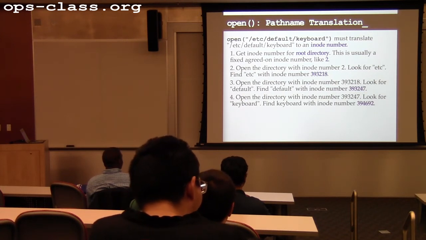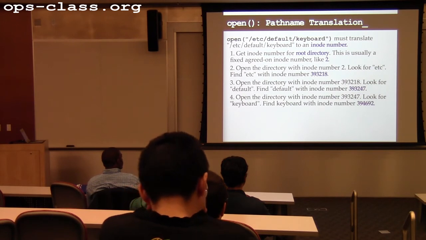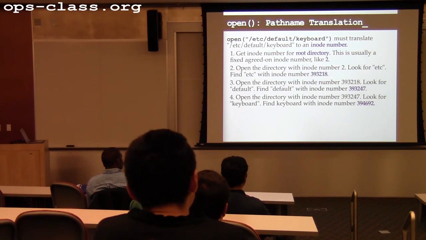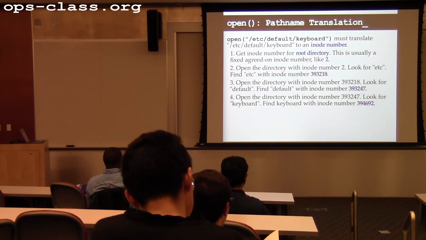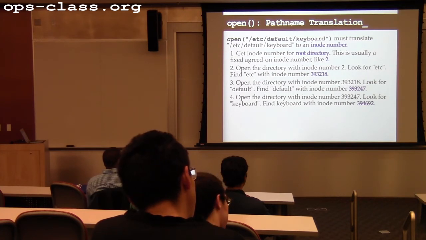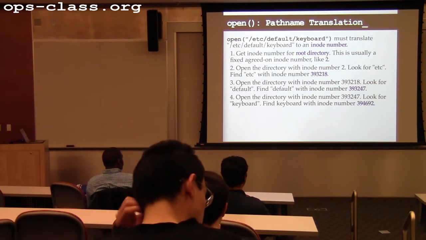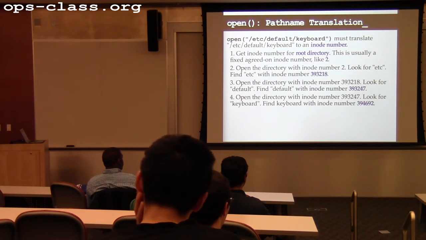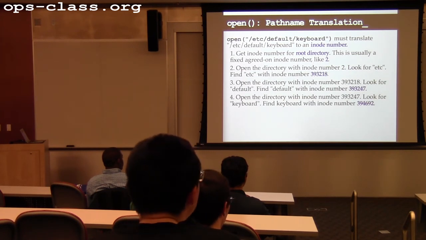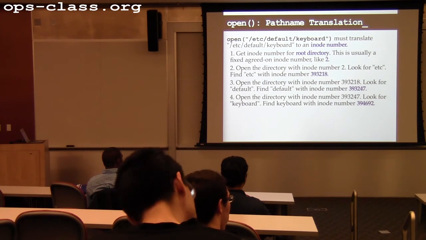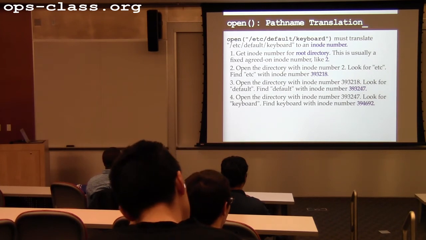What's the potential overhead of doing this on the disk itself? What could potentially be a problem here, especially if I'm doing it repeatedly? Remember, users and processes know about these file names. So one of the things the file system is doing often is translating names to inode numbers. What's the potential problem here? What did I have to do at each step here?